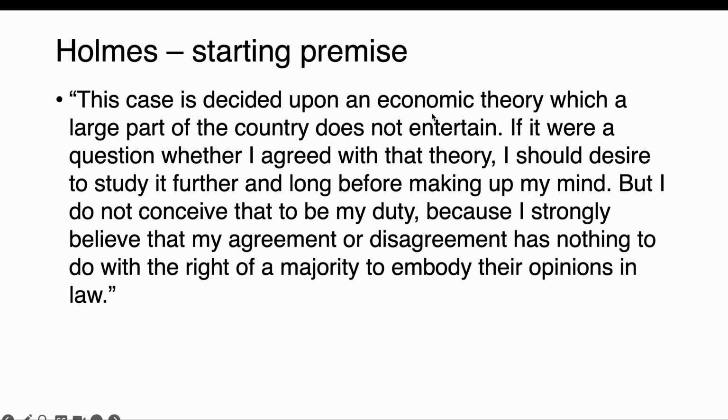This case is decided upon an economic theory which a large part of the country does not entertain, meaning really, really libertarian laissez-faire capitalism. And so Holmes says, if it were a question whether I agreed with that theory, I should desire to study it further and long before making my mind up. But I do not conceive that to be my duty because I'm a judge, right? Like whether or not to shift economic policy to be more libertarian, that's something a legislature should do.